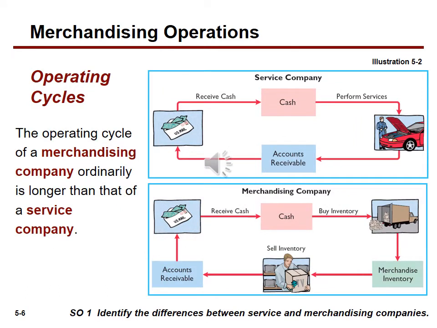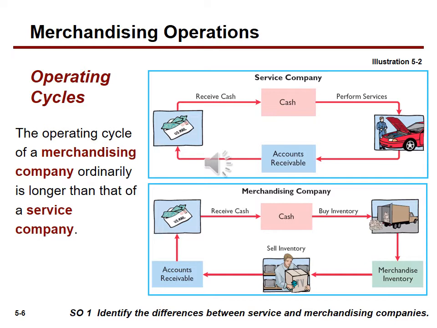Now let's talk a little about the operating cycle of different kinds of companies. So when we talk about service companies, their operating cycle is typically shorter than that of a merchandising company. Because with a service company, all they do is perform the service, recognize the revenue on their records through the use of accounts receivable account, and then collect the cash, and that would be a complete operating cycle for a service company.